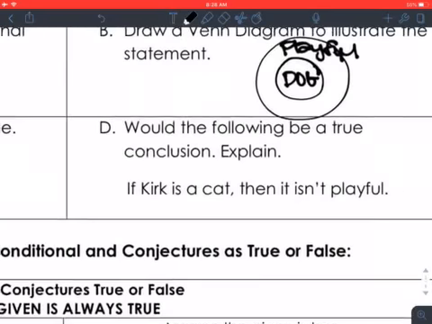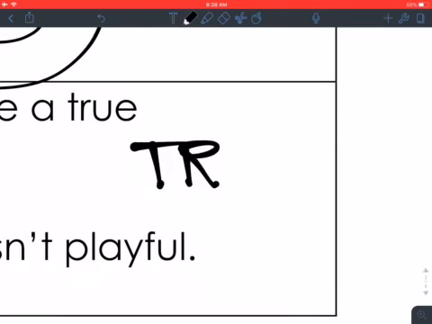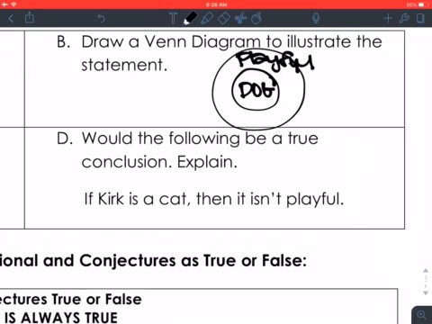But then for part D, it says, would the following be a true statement? Explain. And it says, if Kirk is a cat, then it isn't playful. This is not a true statement, all right? Just because Kirk isn't a dog doesn't necessarily mean that he isn't allowed to be playful. Oh, whoopsie, that is a false statement.